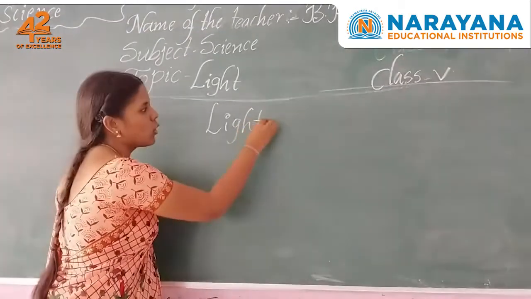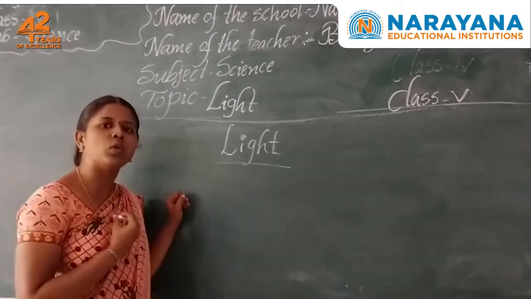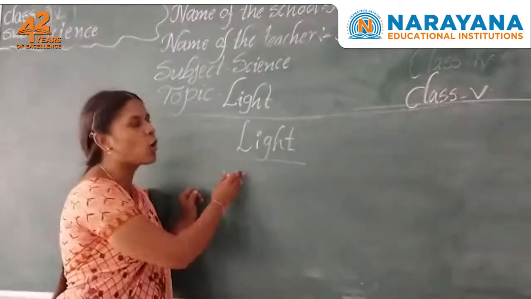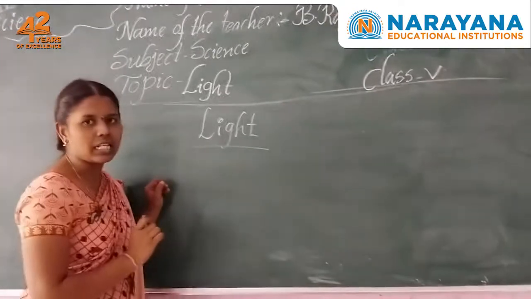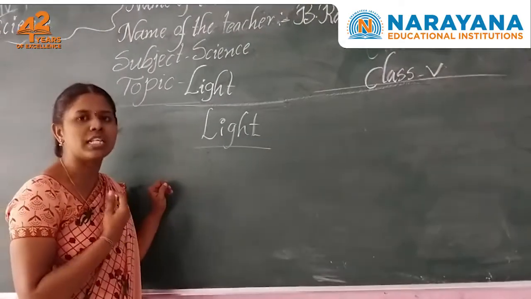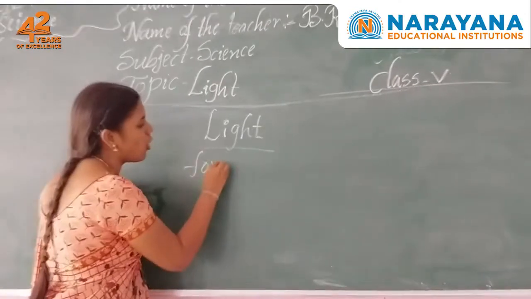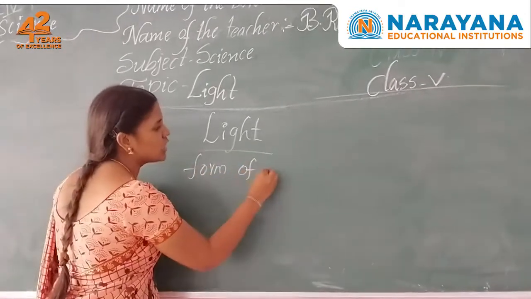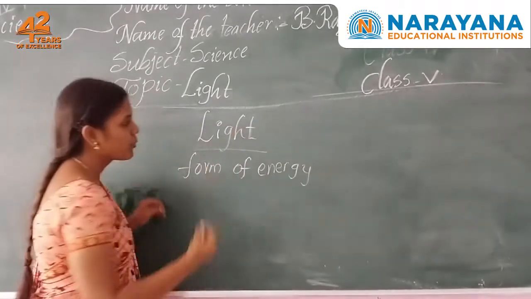In our surroundings there are a number of objects present. How are we able to see those objects? Because of the presence of light. So what is light? Light is a form of energy which is used to see the things present around us.